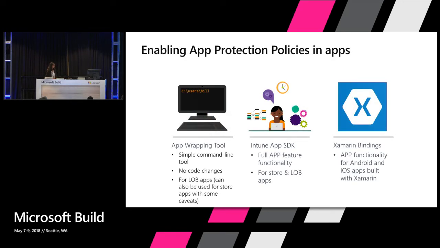So these are the tools that I mentioned. So the app wrapping tool is a command line tool available for Android and iOS. There are no code changes required to your app. The use case is for LOB apps. If you do have an app that you want to release to the App Store, we recommend that you use the Intune App SDK. It has a little bit more functionality in terms of all the multi-identity scenarios where you can target based off of the corporate identity signed into an app. And it can be used for store and LOB apps.